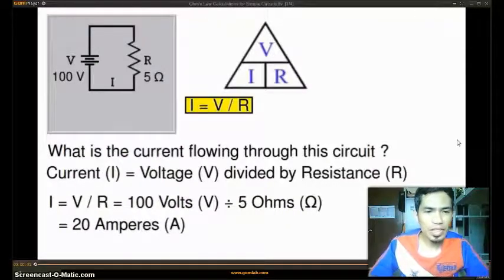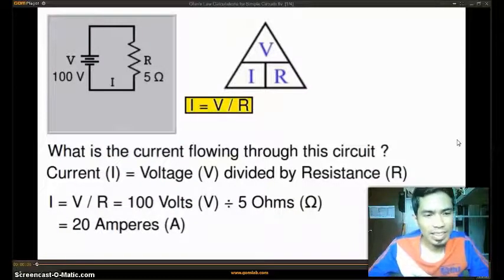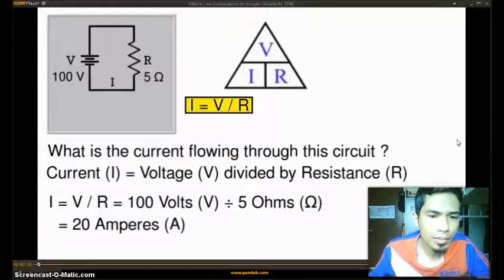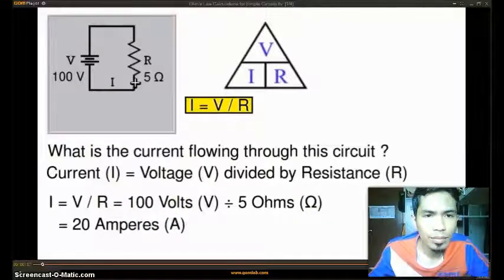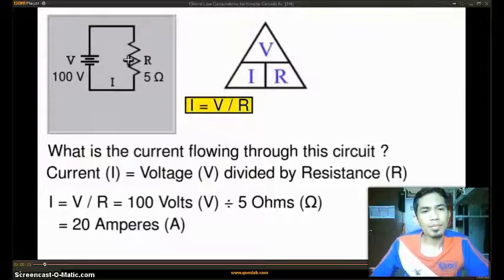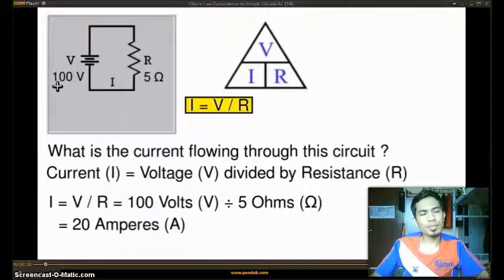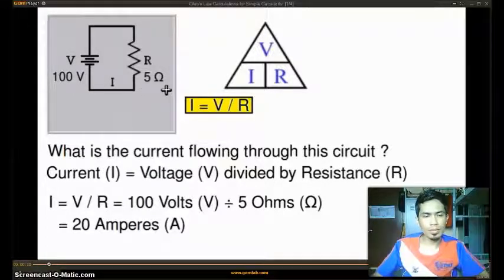This video will teach you how to calculate using Ohm's law to find electrical quantities in simple circuits. Okay, using the general formula. Here is a simple circuit consisting of a battery or voltage source connected by conductors or wires to a resistor or resistive load. The voltage of the power source is 100 volts and the resistor has a value of 5 ohms. What is the current flowing through this circuit?